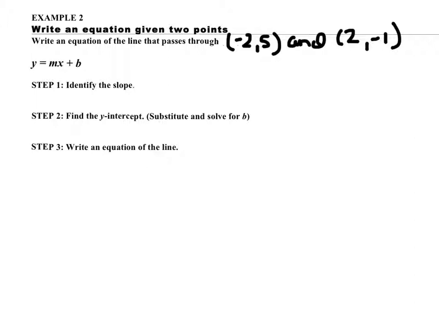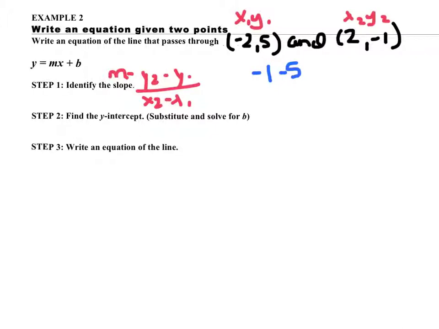So identify the slope. Well, I'm not given the slope here, but I know how to find it. Remember, we can find slope by m is equal to y of 2 minus y of 1, all over x of 2 minus x of 1. All right, so let's plug in what we have. This is going to be the 1s, and that'll be the 2s. Okay, so y of 2, negative 1, minus 5, all over 2 minus negative 2.